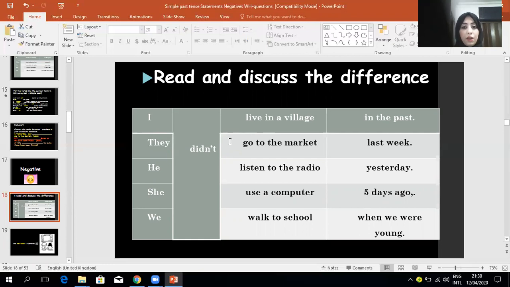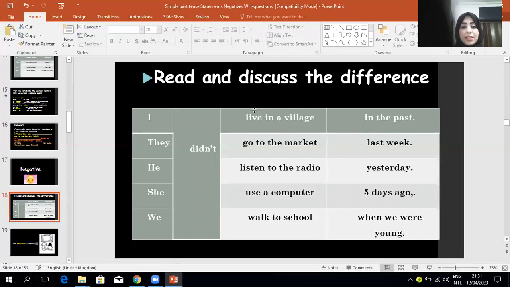I did not live in a village in the past. They did not go to the market last week. He did not listen to the radio yesterday. She did not use a computer 5 days ago. We did not walk to school when we were young.